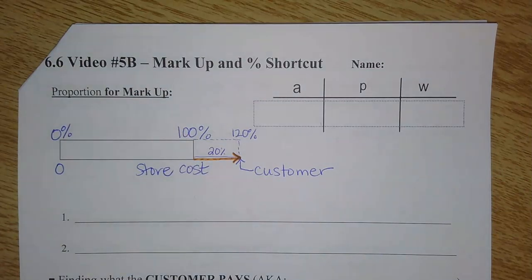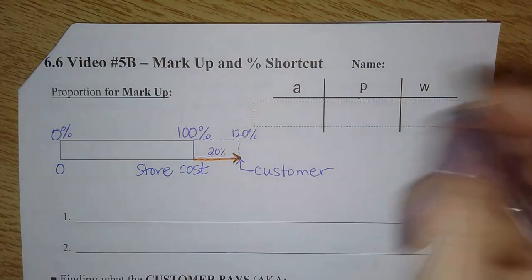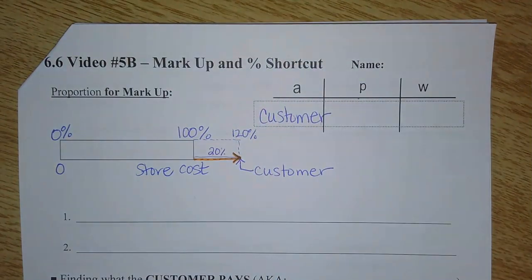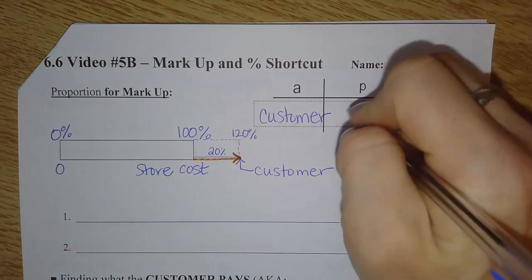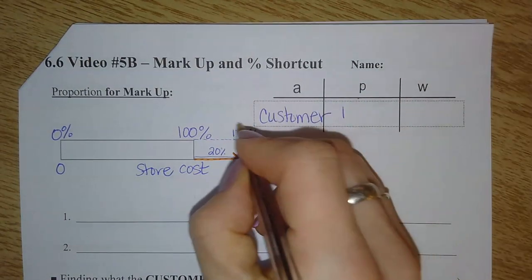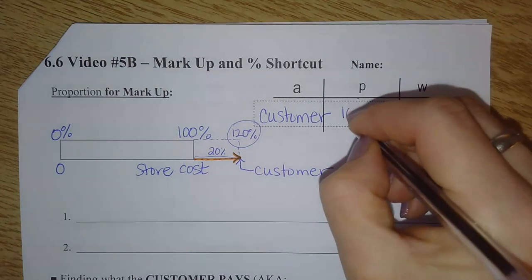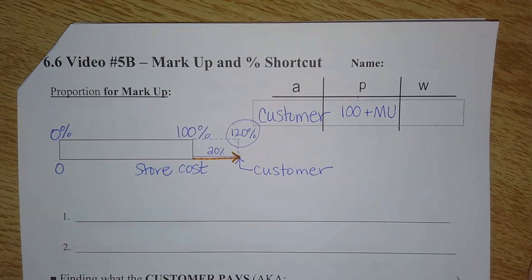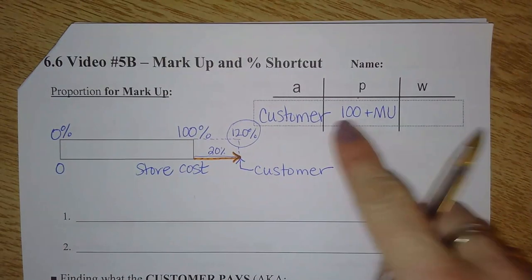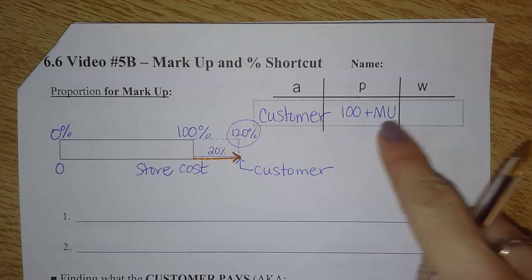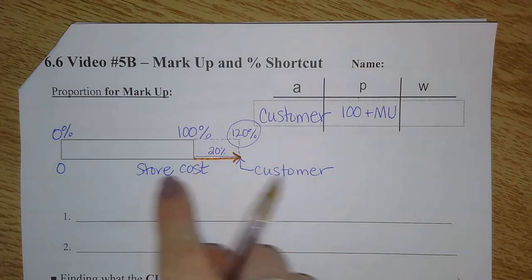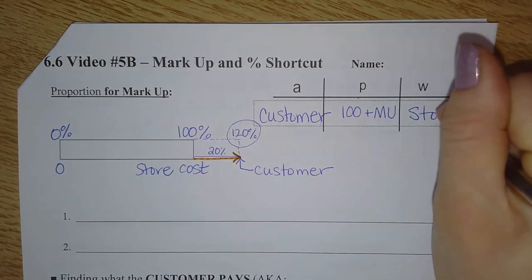Okay, so let's use that to fill in our proportion now. Okay, the part is always going to be the customer. Okay, P in this case is going to be the full percent, this P right here. So it's 100 plus whatever the markup was. So we say 100 plus the markup. Always going to be more than 100% that the customer pays. And then our W, right, that lines up here with the 100 is what the store paid. So I'm going to write store.